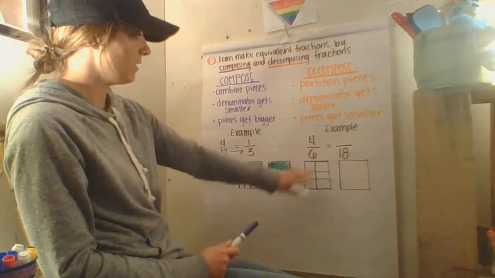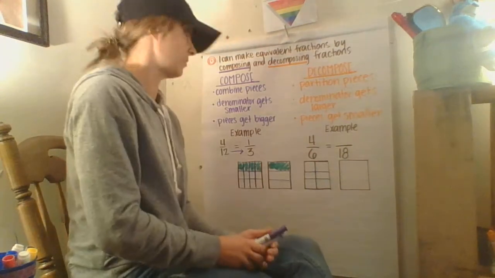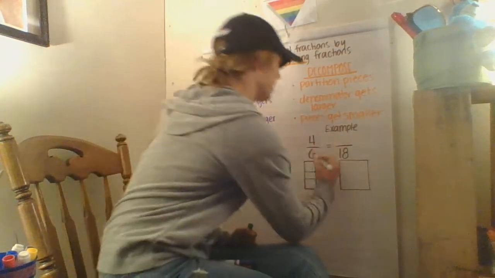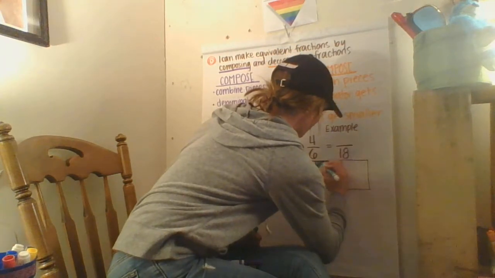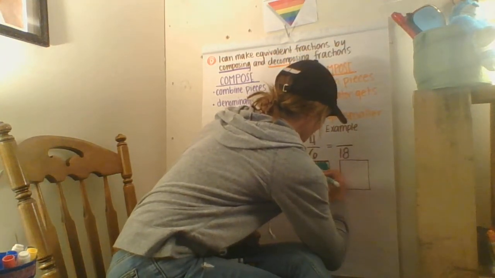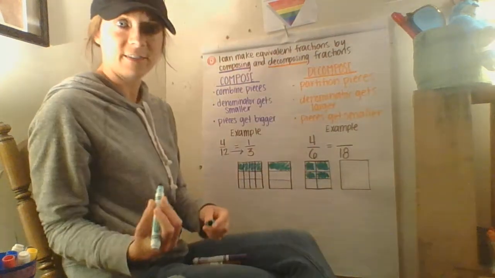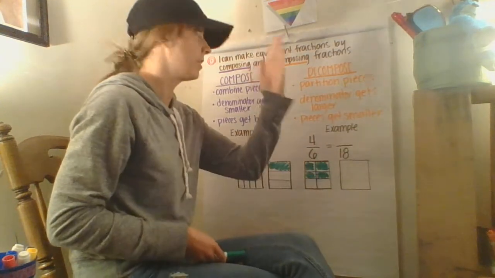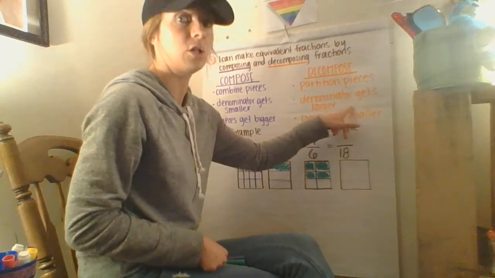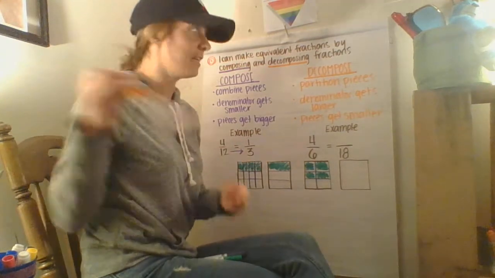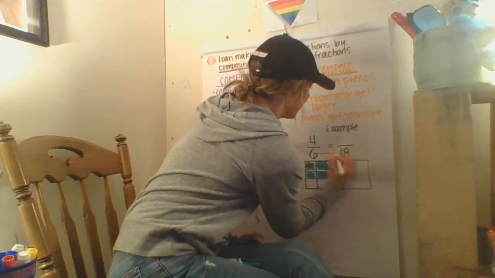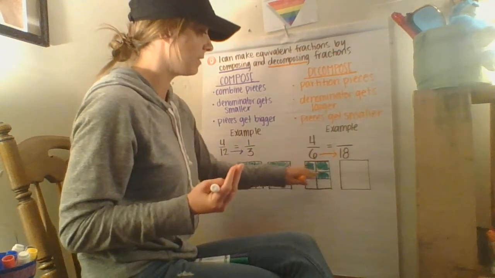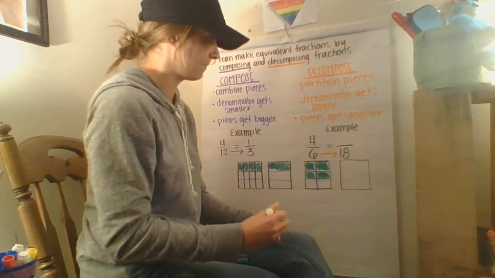All right, now let's look at a fraction where we need to decompose. I have the fraction 4/6. The numerator tells me I need to have 4. You can't see, but I'm coloring 4 colored in. Now I see that my denominator is a bigger number. Ooh, so the denominator gets larger. That tells me that I need to decompose, meaning I need to partition my pieces. I need to break up the fraction pieces I have into smaller parts.